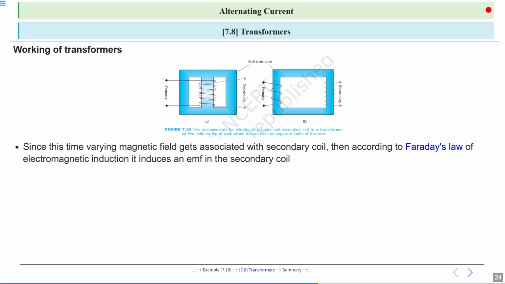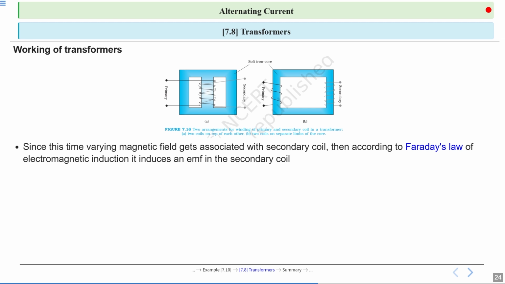And we assume in this derivation that the flux linked with the primary coil is equal to the flux linked with the secondary coil. Since this time-varying magnetic field gets associated with the secondary coil, according to Faraday's law of electromagnetic induction, it induces an EMF in the secondary coil.